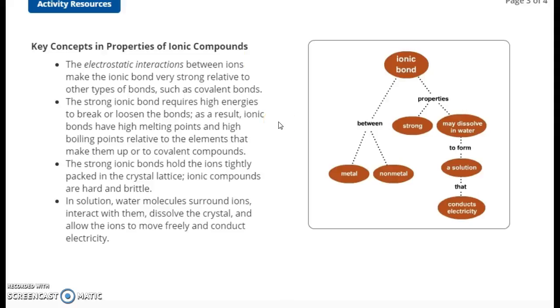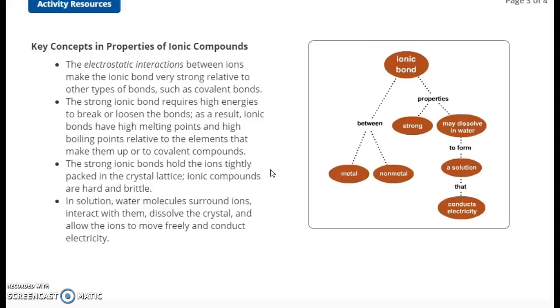The strong ionic bond requires high energies to break or loosen the bonds. As a result, ionic bonds have a high melting point and a high boiling point. It takes a lot of energy to rip those bonds even just a little bit apart to change from solid to liquid to gas. And of course, these high points are relative to elements that make them up or to covalent compounds. The strong ionic bonds hold the ions tightly packed in a crystal lattice.